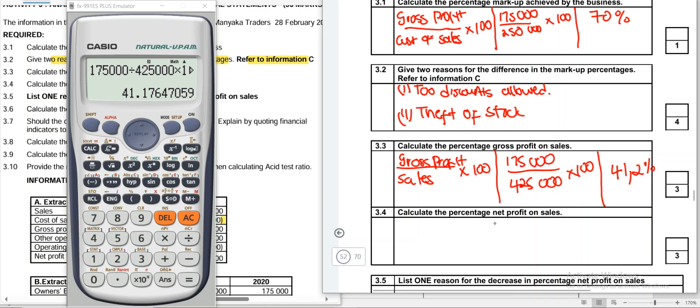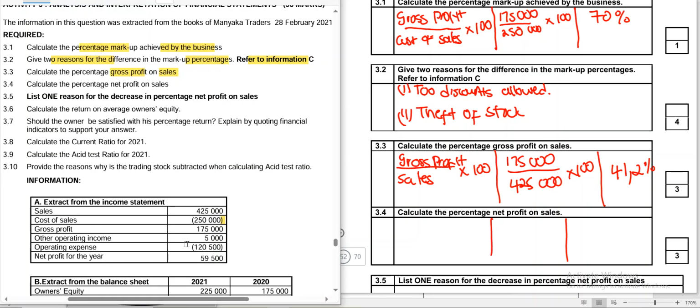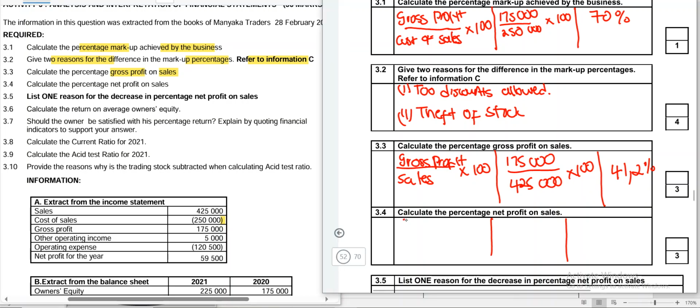Remember, when it's like this, I told you that it means that your net profit must be at the top, and then whatever comes after on will be at the bottom. So our net profit, we are going to get it in the income statement as well. So here is the extract of our income statement. Our net profit is 59,500. So we're going to say 59,500 divide by sales. Our sales is still 425,000. So we'd say over 425,000 multiply by 100.